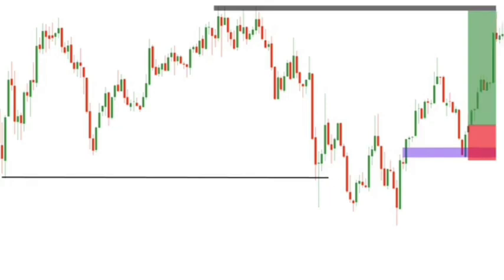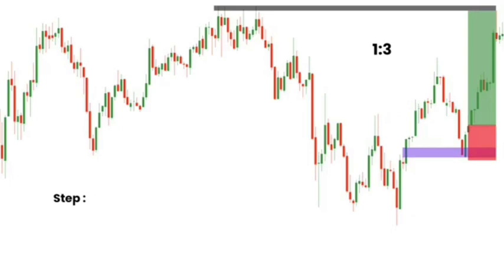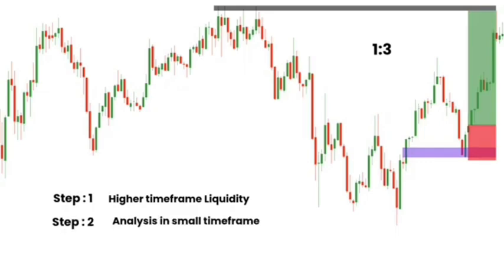So, what did we do? We combined higher time frame liquidity, market structure, trendline break, change of character, fair value gap, and a bullish confirmation candle to execute a high-probability trade, instead of relying on just one concept. Let's quickly recap the entire strategy. In the first step, we analyzed the higher time frame and marked the key liquidity zones. Then we switched to the lower time frame and waited patiently for a liquidity sweep.